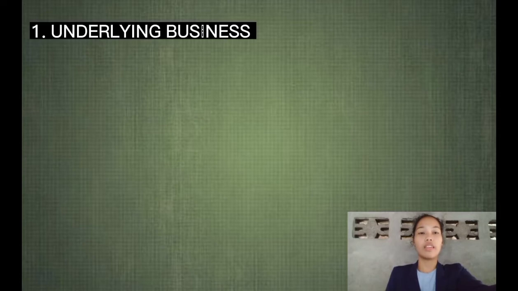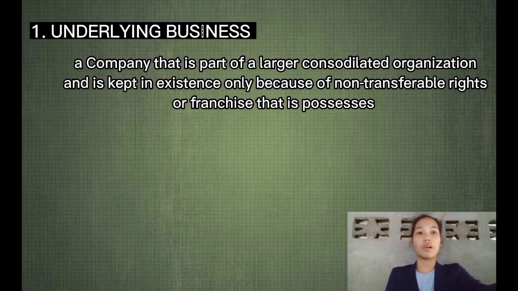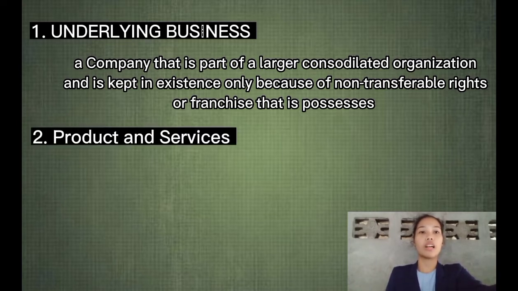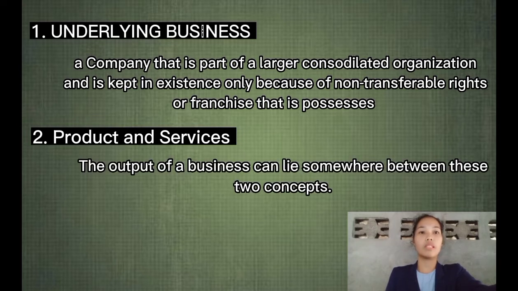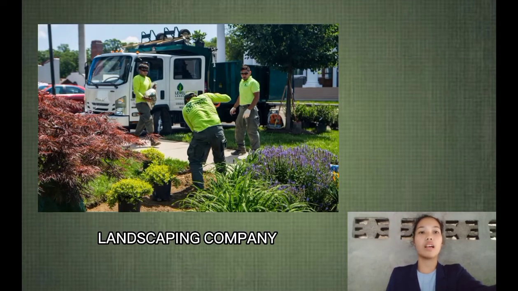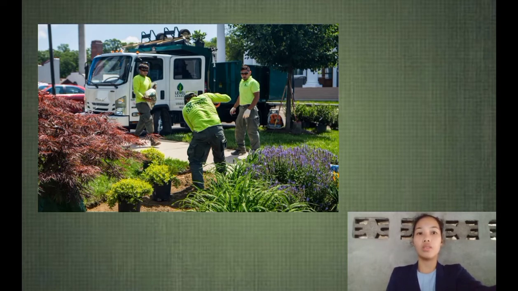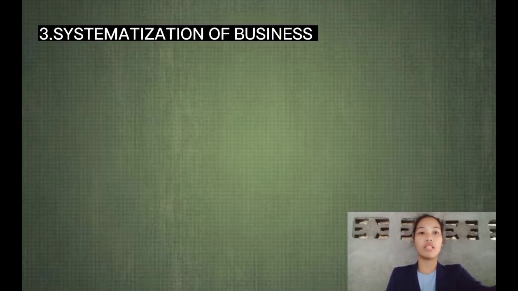Number one is the underlying business. A company that is part of a larger consolidated organization and is kept in existence only because of the non-transferable rights or franchise that it possesses. Number two is the product and services. The output of the business can lie somewhere between these two concepts. For example, a landscaping company could sell a homeowner a tree as goods and also mow the lawn as a service. Three is the systemization of the business.